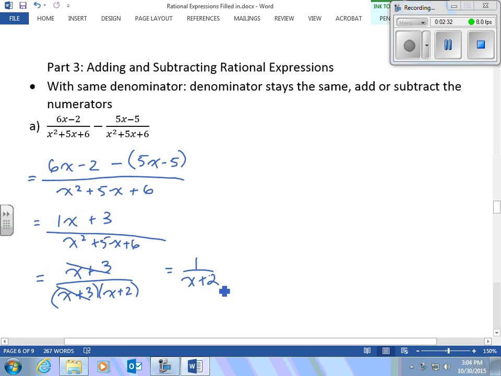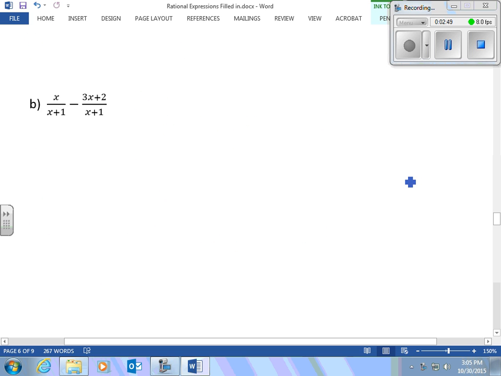And let's look at what we need to exclude from our domain. If you look at the factored version of our denominator, we can see that x cannot be equal to negative 2 or negative 3. So fairly straightforward when we are adding or subtracting with the same denominator. So feel free to press pause, try this one on your own, and then press play again.